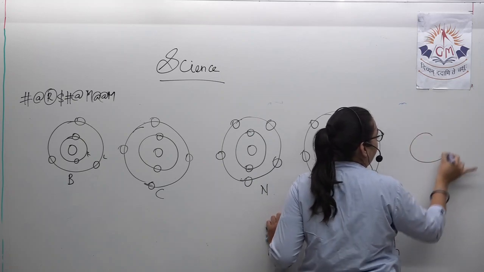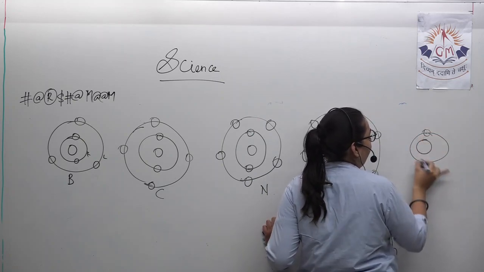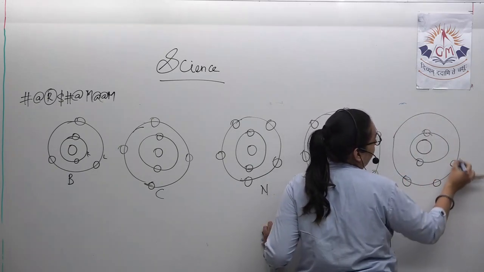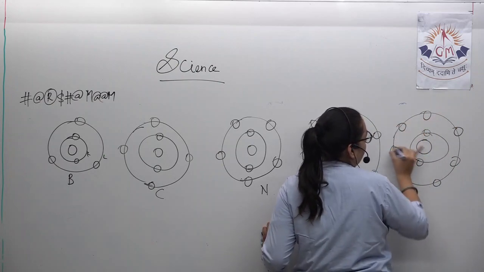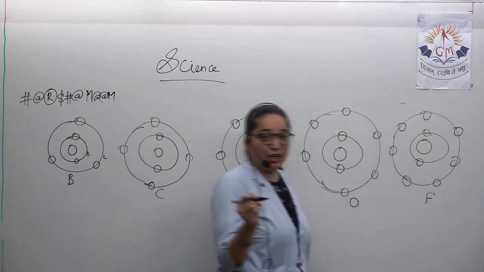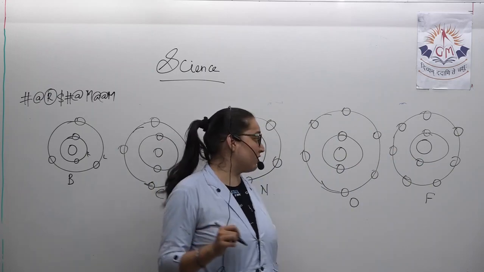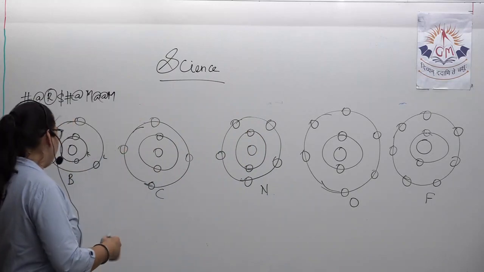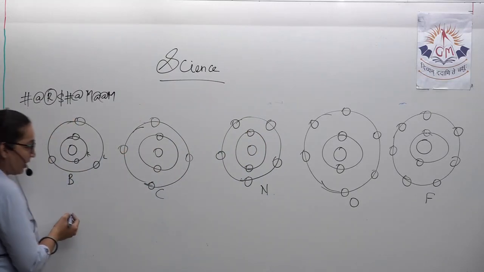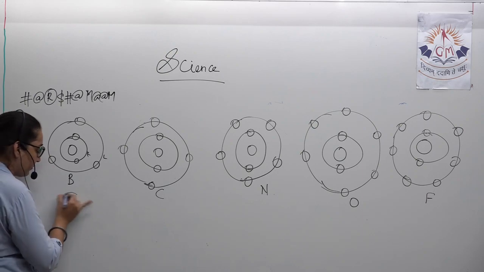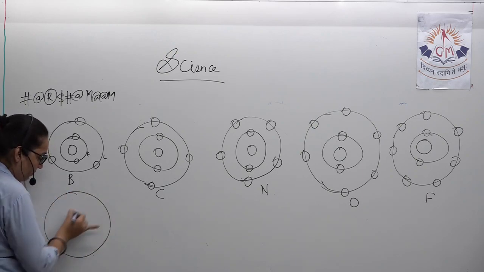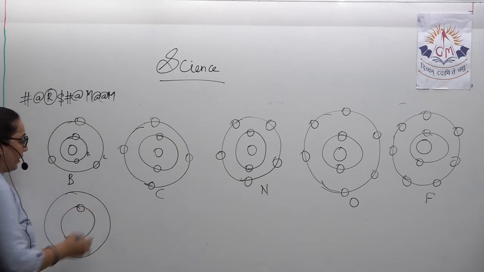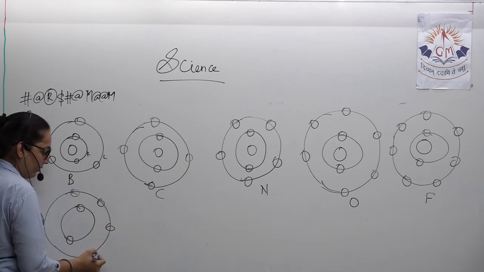Next, fluorine. First orbit, 2. Next orbit, 7. Fluorine atomic number is 9. So electronic configuration will be 2, 7. Then neon. Atomic number 10. First orbit contains 2 electrons. Next will contain 8.